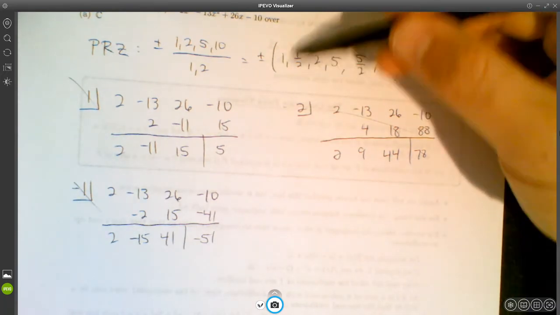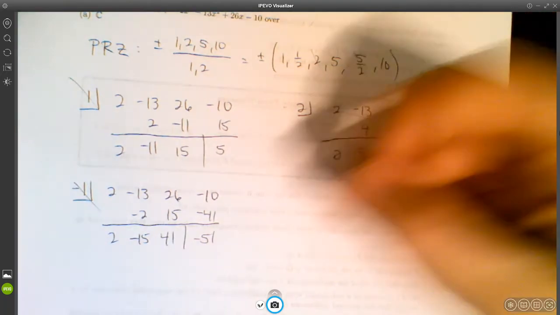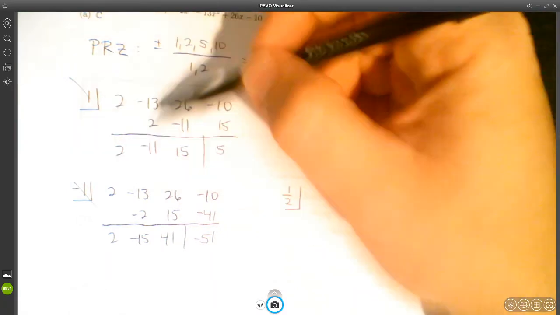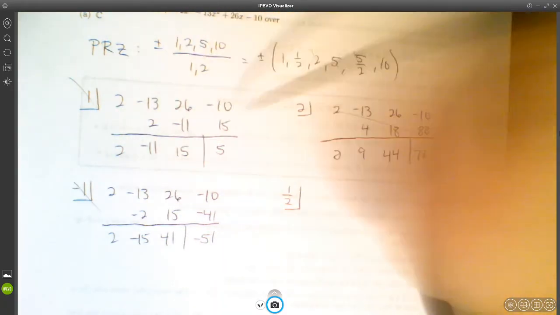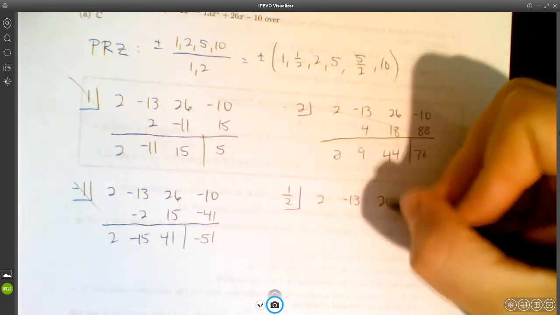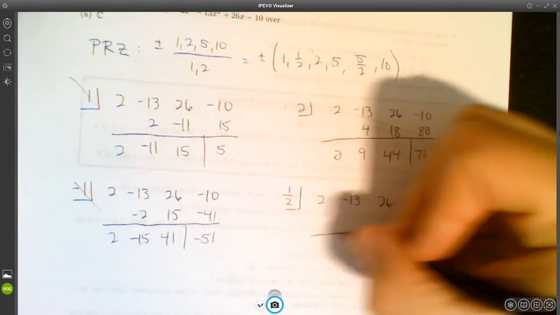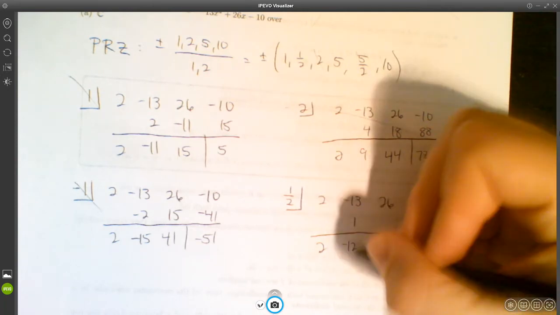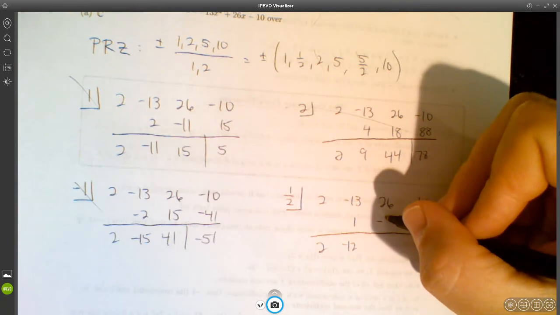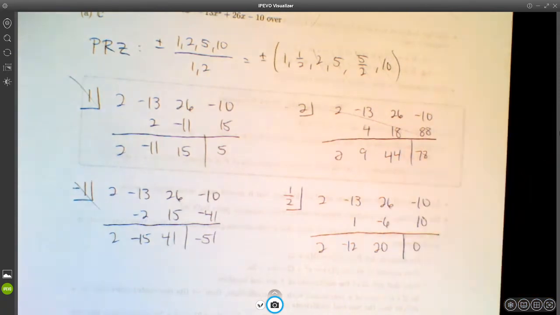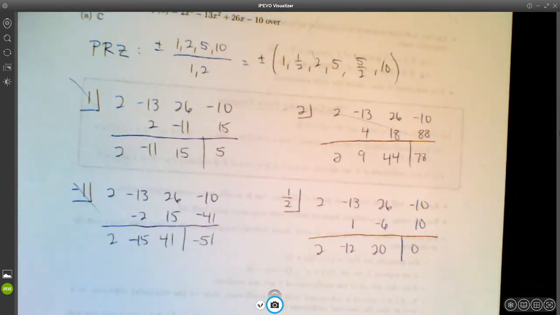I think my only hope now is that 1/2 or -1/2 are zeros. So let me test those. Unless I've done something wrong, I should check my work. No, okay. So let's see. 2, -13, 26, and -10. 1, -12, -6, 20. Ooh, there it is. 10 and 0. So 1/2. 1/2 does the trick. Okay.